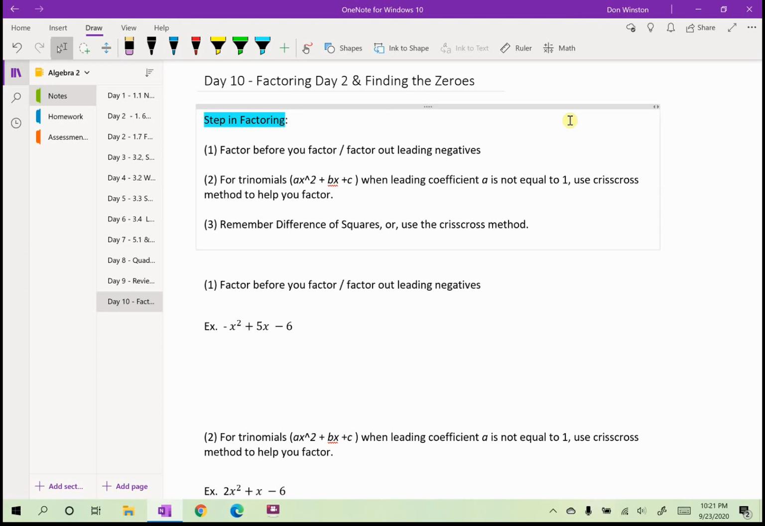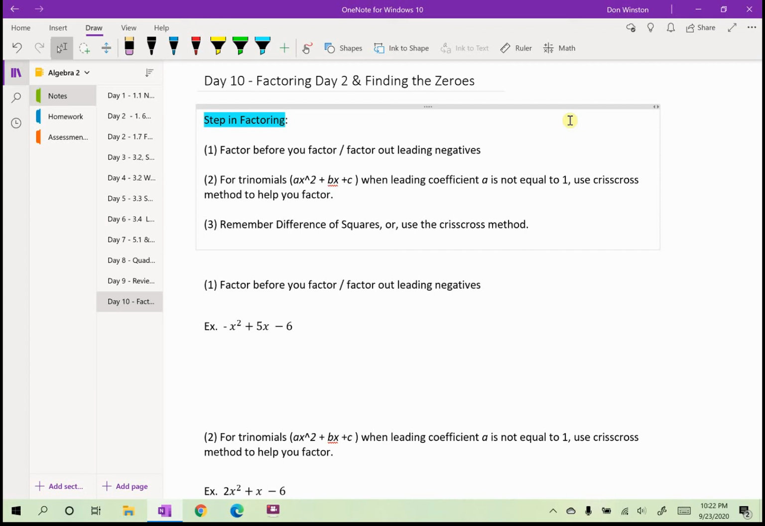But before we get there, I'll review some important steps in factoring. These are the steps you should consider when you factor. Number one, you factor before you factor. Factor out leading negatives. That will make factoring much easier, and I'll go through each of these examples. Number two, for our trinomials, ax squared plus bx plus c, where the leading coefficient a is not equal to 1, use the crisscross method to help you factor.